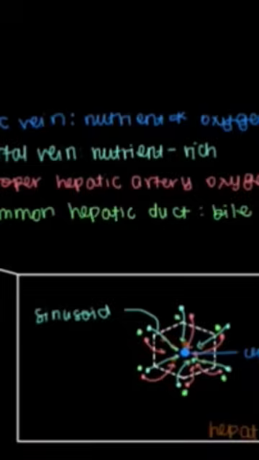So I think we have a pretty good idea of how the liver works. One of the things I kind of touched on when we were talking about our hepatic lobule is that we have bile that's produced in the liver and flows out through the common hepatic duct.